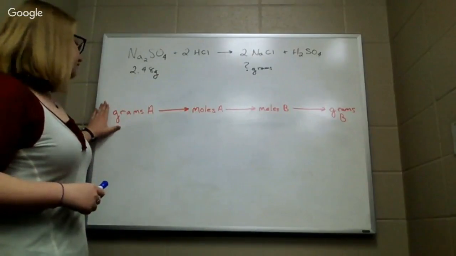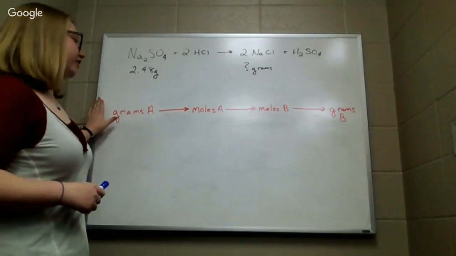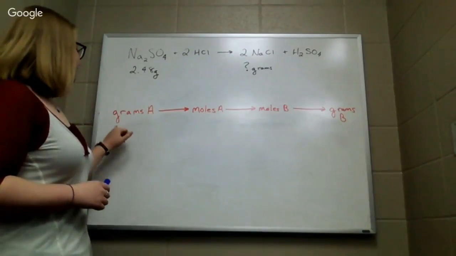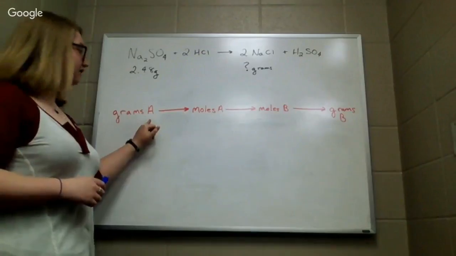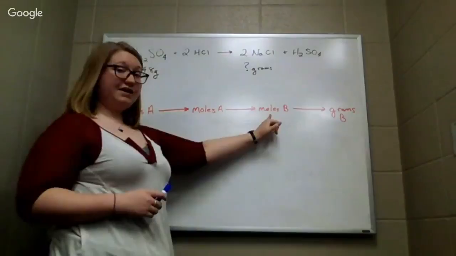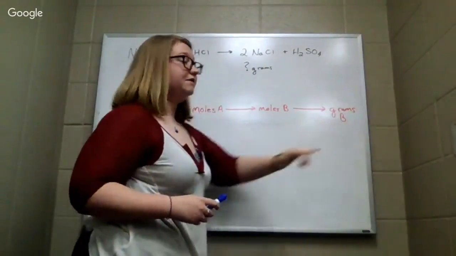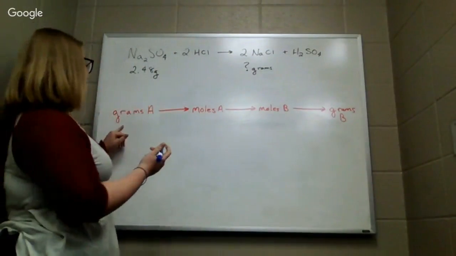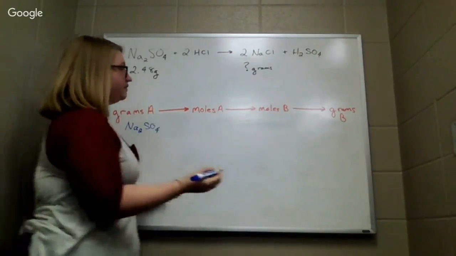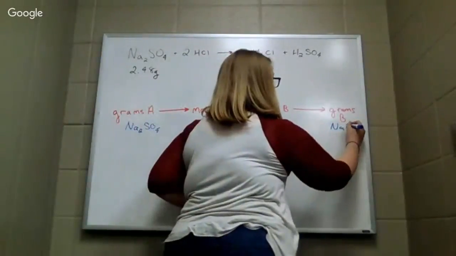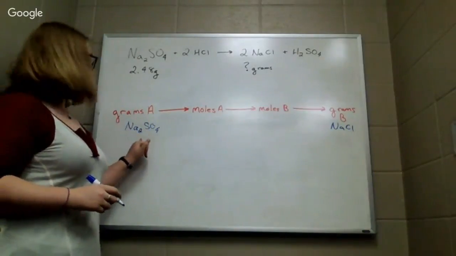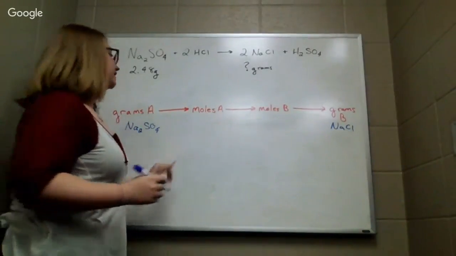So when beginning stoichiometry, I recommend to my students that they follow this very generic path. The generic path being that I start with grams of substance A, and from there I solve for moles of substance A. And from there I solve for moles of substance B, and then I solve for grams of substance B. So for this problem, my substance A is going to be sodium sulfate, and my substance B is going to be NaCl.